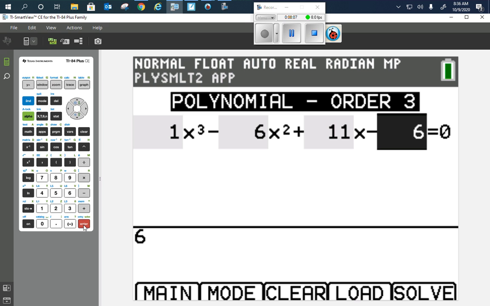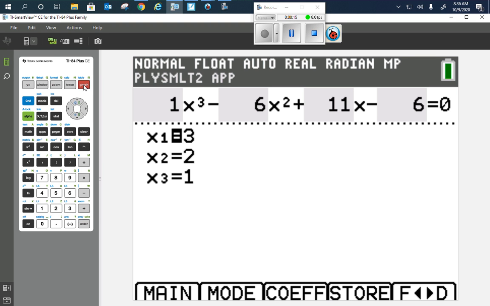Again, you've got these 5 keys down at the bottom that go with the 5 keys at the top, F1 to F5. We want to solve it, so go ahead and hit that. You should be getting x equals 1, 2, and 3. That's 3 answers. Would we expect 3 answers? Why? Because it's the cubic, it's the degree.